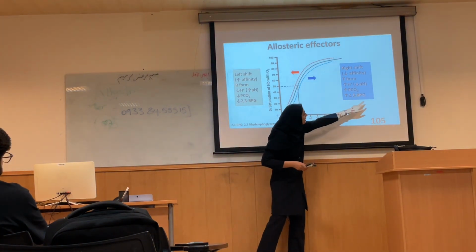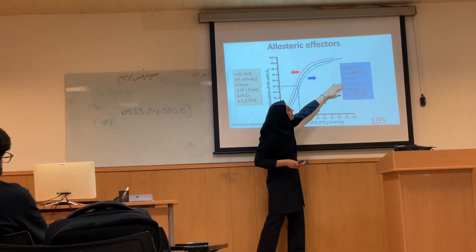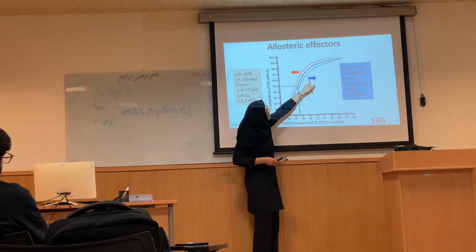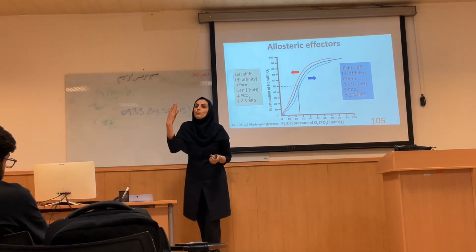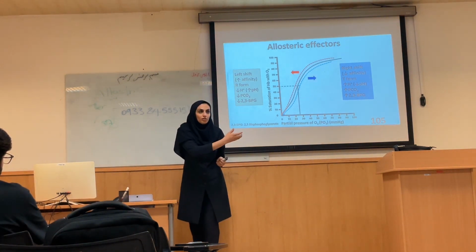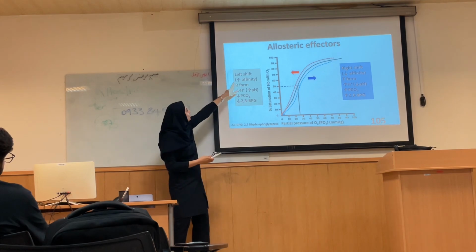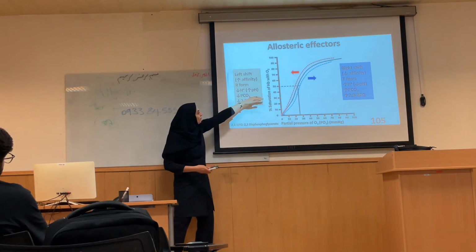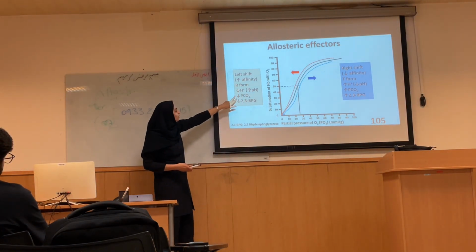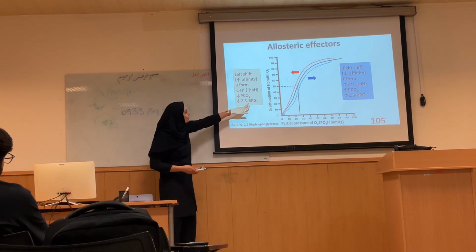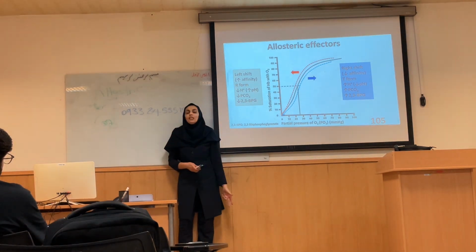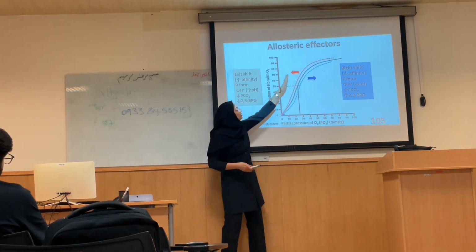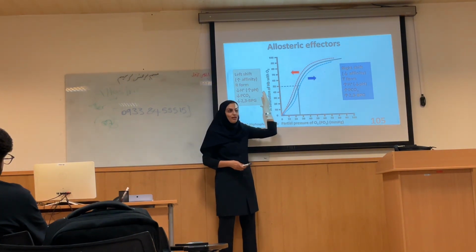And 2,3 BPG decrease the affinity of hemoglobin to oxygen. And near the tissues, hemoglobin can release oxygen more effectively than in the lung. Okay, and in a situation where pH increases and H plus decreases, PCO2 is low and 2,3 BPG is low, the R form is stabilized and the affinity of hemoglobin to oxygen increases, and we have a shifting of the curve to the left.